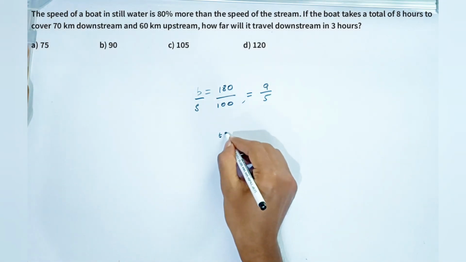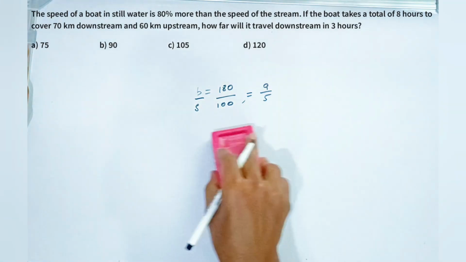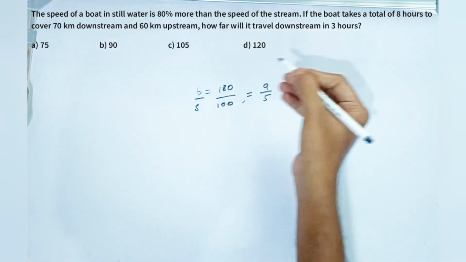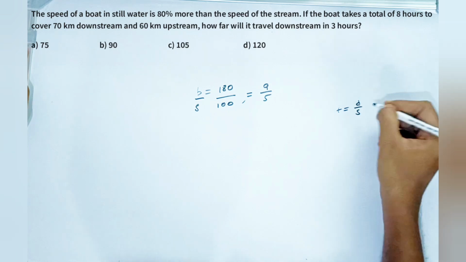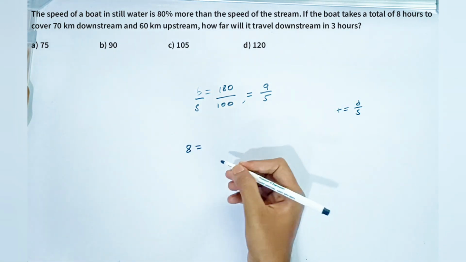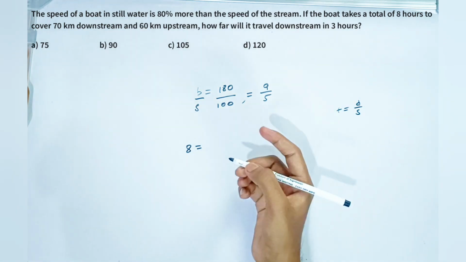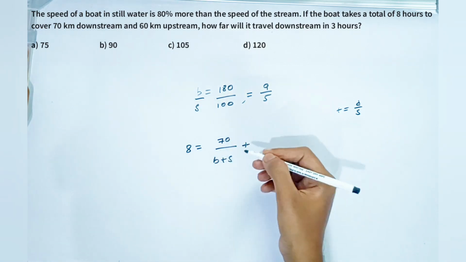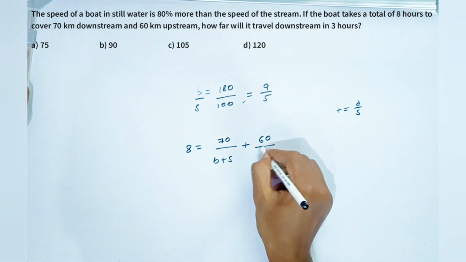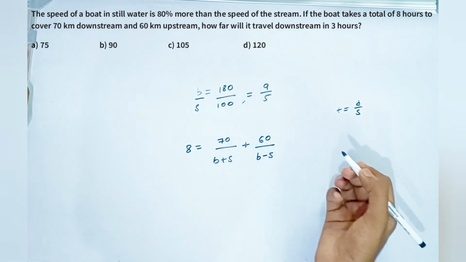and the total time is nothing but 8. We know the time formula: time is nothing but distance by speed, right? So the total time is 8, that is equal to he has gone 70 kilometers downstream. Distance by downstream speed is B plus S, plus 60 kilometers upstream, and the speed is B minus S.